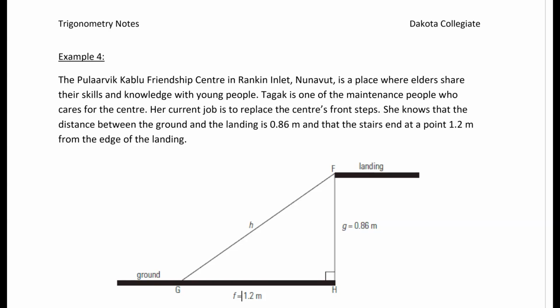Now we have one more problem here, example 4. The Polaravik-Kavlu Friendship Center in Rankin Inlet, Nunavut is a place where elders share their skills and knowledge with young people. Tagak is one of the maintenance people who cares for the center. Her current job is to replace the center's front steps. She knows that the distance between the ground and the landing is 0.86 meters, and that the stairs end at a point 1.2 meters from the edge of the landing.